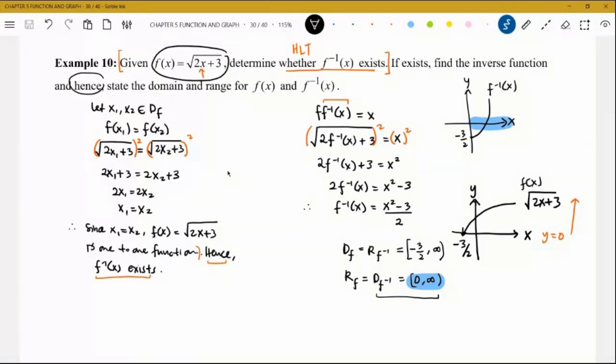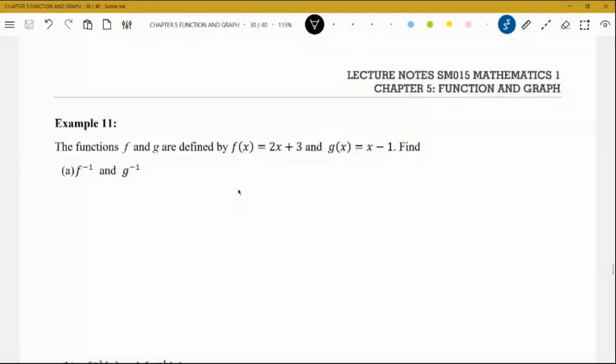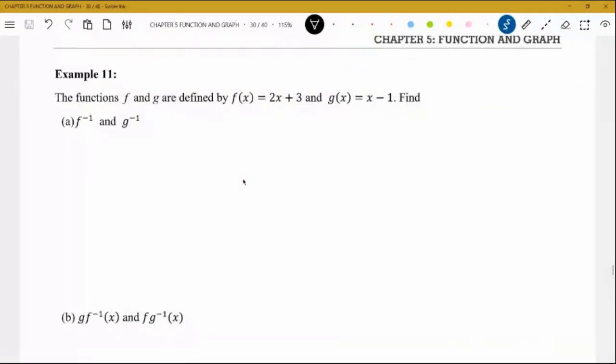So we move to example 11. Okay, example 11 kita tak ada encounter dengan sketching, so dia agak senang. First part we have to find the F inverse and G inverse. Sama juga, we have to use the concept of F inverse equal to X. So kalau nak cari G inverse, dia akan jadi G inverse equal to X. Kalau nak cari H inverse equal to X.